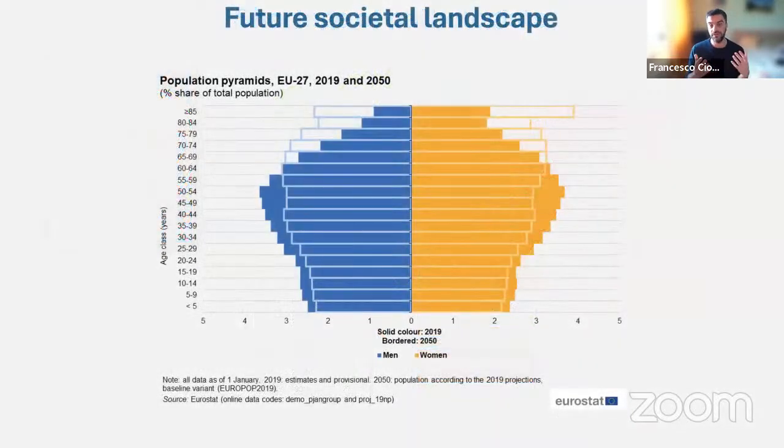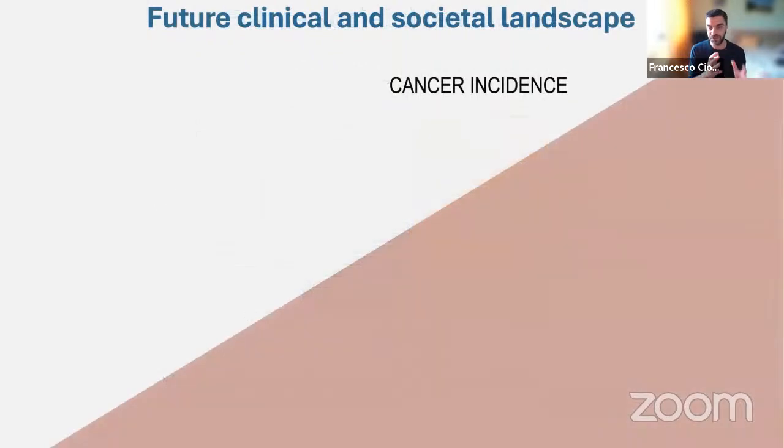The second thing is actually kind of good news, but we live in a future where there is an aging population. So people live longer, right? Which is good, but it also means that more diseases come up and more cancers are found. So this actually depicts, I put all these things together. It's a clinical and societal landscape where we will have more cancer incidents.